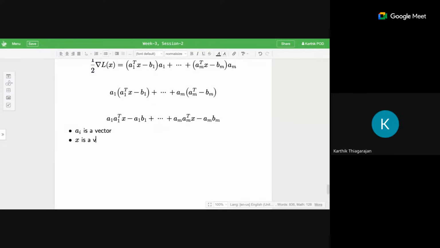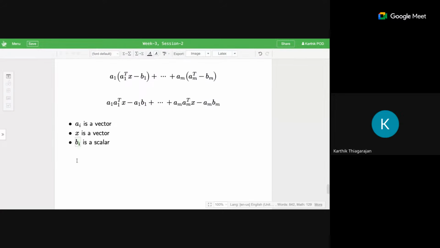X is also a vector. Okay. And what else do you have to remember? b_m or b_i is a scalar. I hope you are able to map it. If you are not able to map it, then think about this as the mark, and this as the weight vector, as we call it, and this is the features.